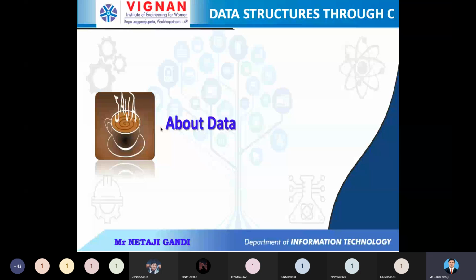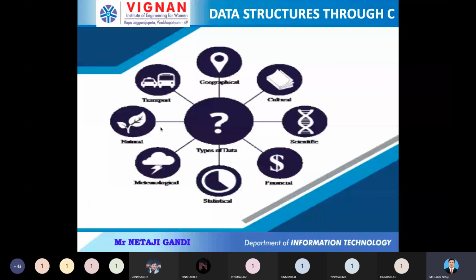What is meant by data? There are different types of data available in real time: statistical data, scientific data, geographical data, transport data, natural data, cloud data, and personal data. All these data can be maintained by using data structures. That's why data structures is introduced in engineering, and all engineering students must and should learn it.